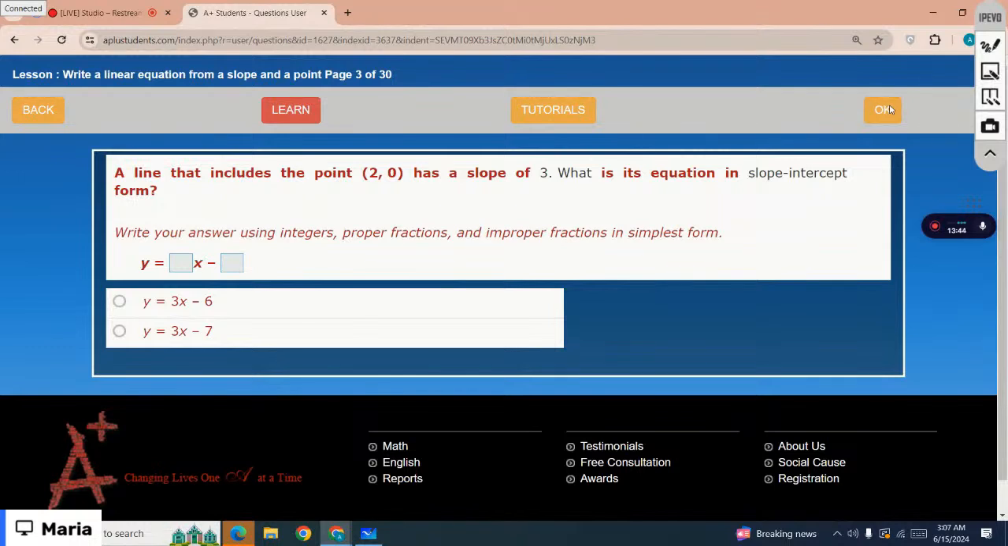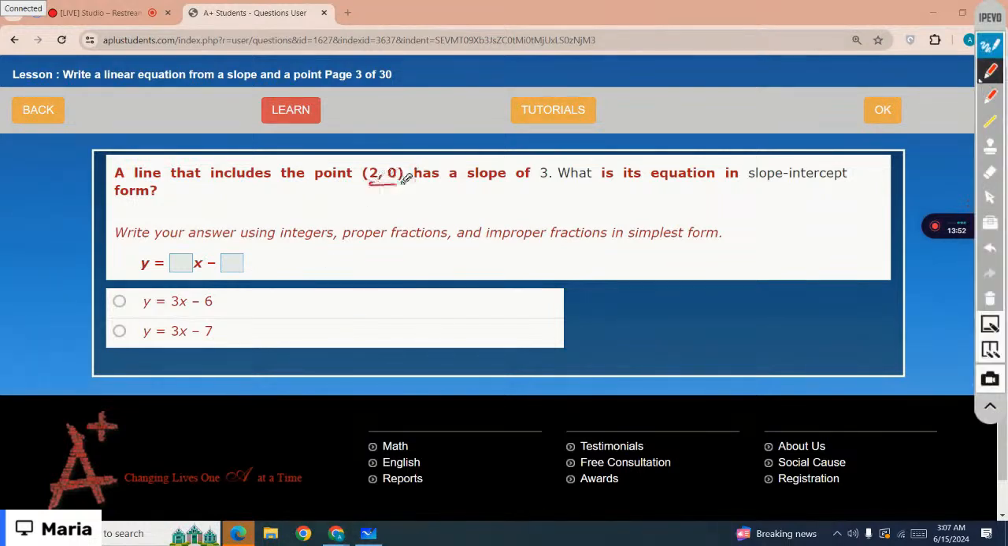A line that includes the point 2, 0 has a slope of 3. What is its equation in slope intercept form? So the point is 2, 0 and the slope is 3, that is m, right? X is 2, y is 0. Just use the slope intercept form of the equation, that is y equals mx plus b. You have the value of y, you have the value of m, and also you have the value of x. You have to calculate the value of b. Just put in all the values, right? Y is 0, x is 2, m is 3, and plus b. So 6 plus b equals 0, and b equals negative 6.